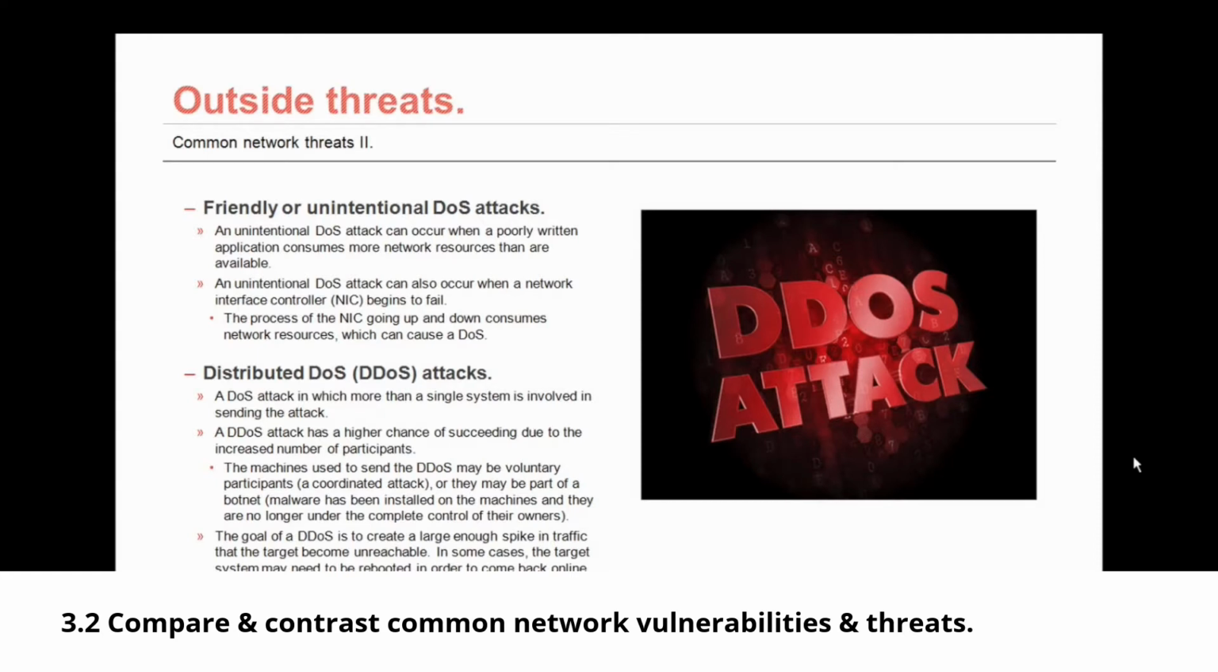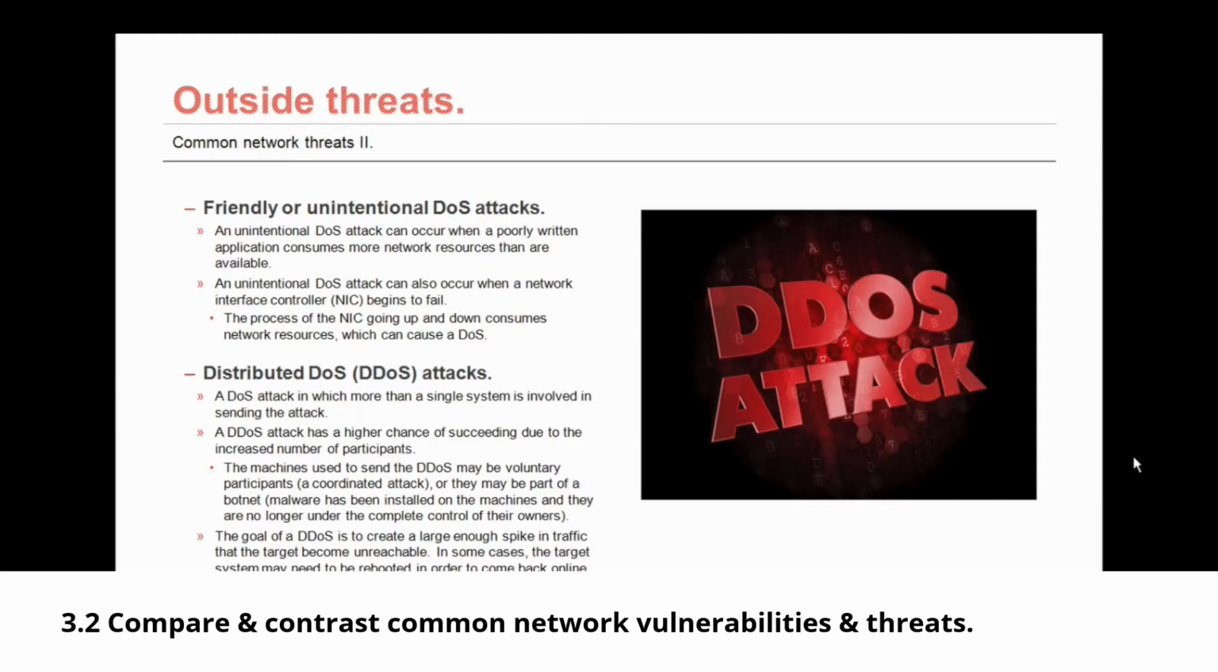More disruptive than the standard denial of service attack is the distributed denial of service attack, or the DDoS attack. It's a denial of service attack in which more than a single system is involved in sending the attack. A DDoS attack has a higher chance of succeeding due to the increased number of participants. The machines used to send the attack may be voluntary participants, this is called a coordinated attack, or they may be part of a botnet.